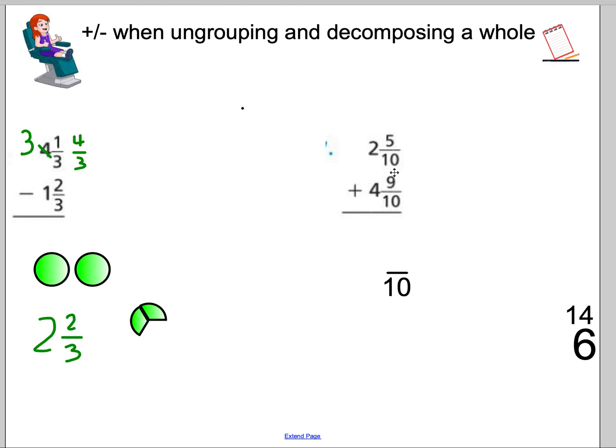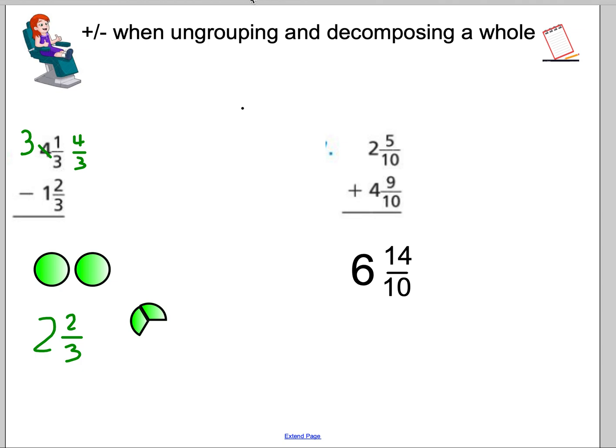Now for this addition problem, I already put my tenths there. Remember, we don't add the denominators. So when I get that, 2 plus 4 gets me 6. And then 5 plus 9 gets me 14, but I have an issue, don't I, here? My numerator is greater than my denominator, so we have to simplify. We have to ungroup, right?